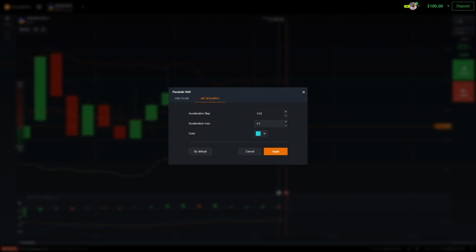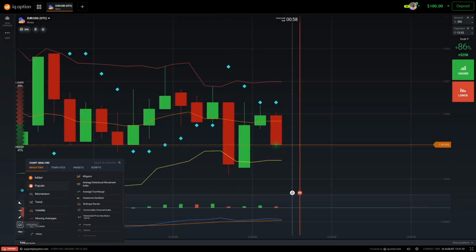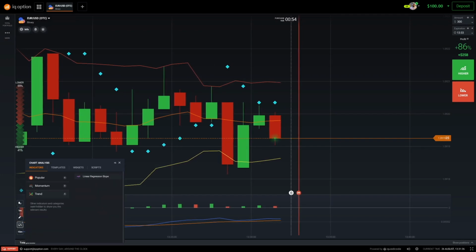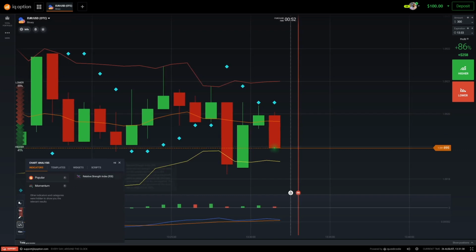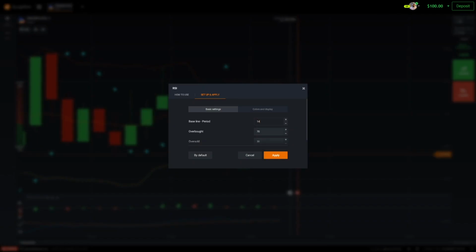The third indicator should be SAR, the parabolic SAR. Let's put 0.22. The acceleration should be 0.22, and the last one should be RSI, the relative strength index. The baseline period should be 20. The overbought should be 75, and oversold 25.